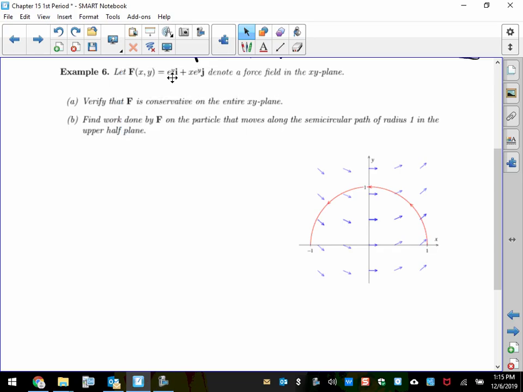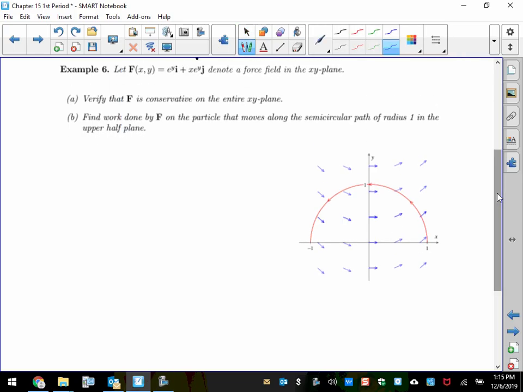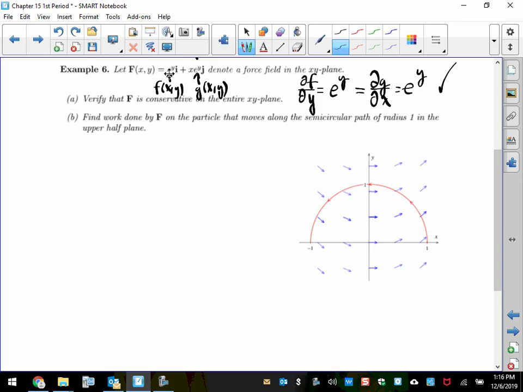Okay, I'm back. Let's go ahead and continue here. So they say, let F equal e to the y i plus x e to the y j denote the force field in the xy plane. And part A says verify that the field's conservative in the entire xy plane. We've done that before. So I'm going to call this f of xy and this g of xy. And so now we want the partial of f with respect to y, which is e to the y. And this happens to equal the partial of g with respect to x, which is just e to the y. All right, so it's conservative.